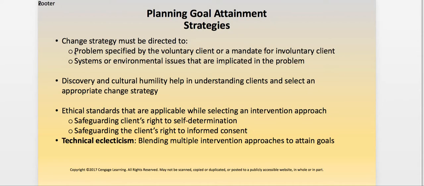So first we talk a little bit about goal attainment strategies, and some of these slides are going to be from the Gambrill text and some from the Hepworth text. If you're wondering where the origins are in each of these, if you see the copyright at the bottom of this particular slide is Cengage Learning, that will tell you that this is mostly coming from the Hepworth text.